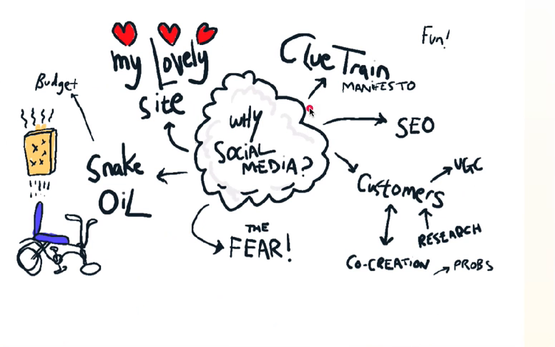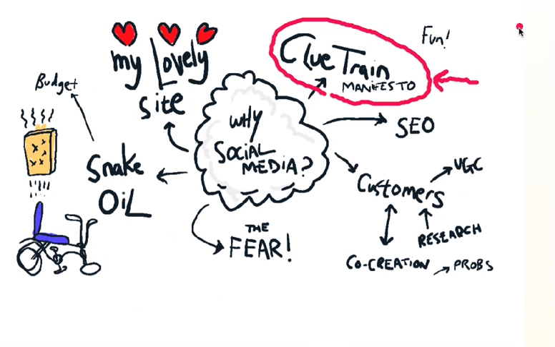Why are we even bothering with social media? Well, if you're like me, you may have read the Cluetrain Manifesto, which basically says that people recognize bullshit, and also that people respond to humans, as opposed to messages written by committees. Social media is also good for SEO, and it's fantastic for finding out what your customers actually want and getting involved with them.